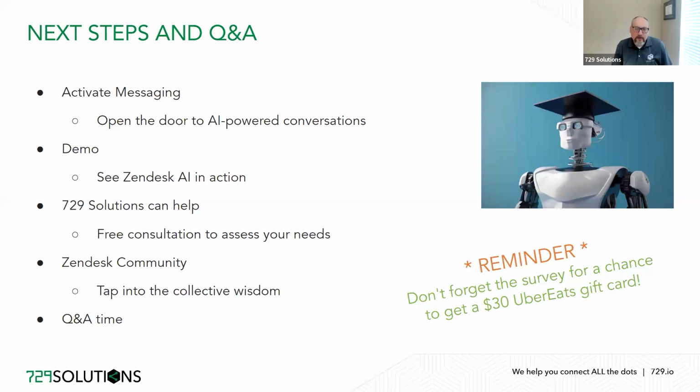And now we're going to get into a little live demo. But before we do that, we want to talk about next steps and questions and answers. So we're going to activate messaging. If you haven't done so already, if you're a Zendesk customer, you've been thinking about pulling the trigger on AI and messaging and using these AI bots, open the door, unlock that door, and start with AI-powered conversations. We're going to do the demo here in just a few minutes, but also to let you know that 729 Solutions can help. A free consultation is available to assess your needs.